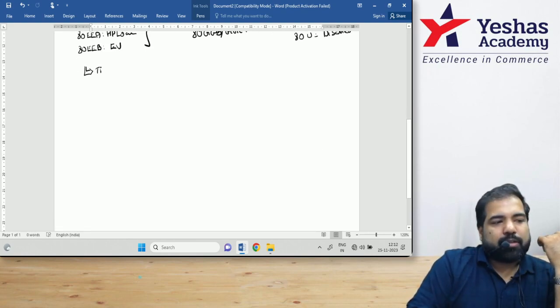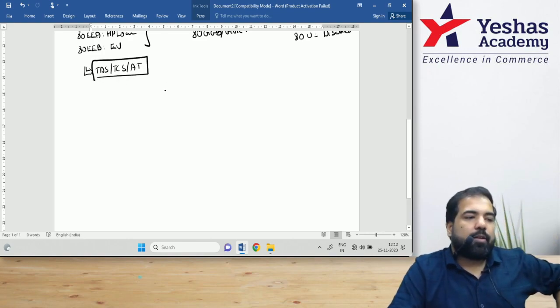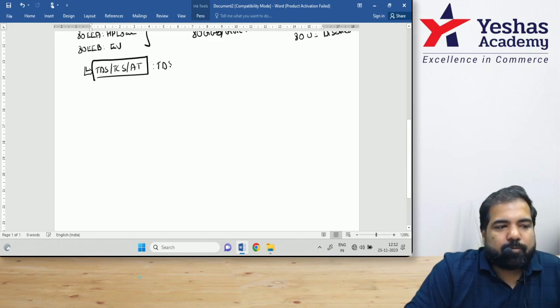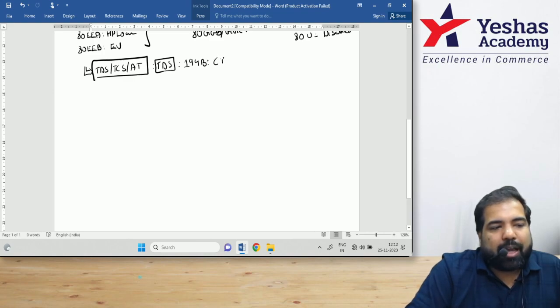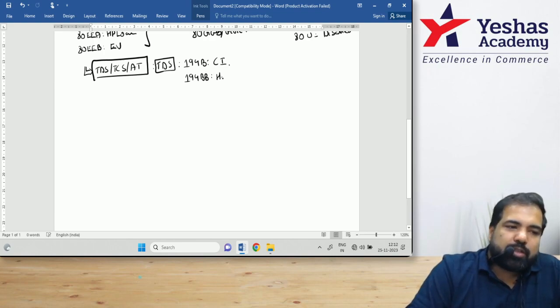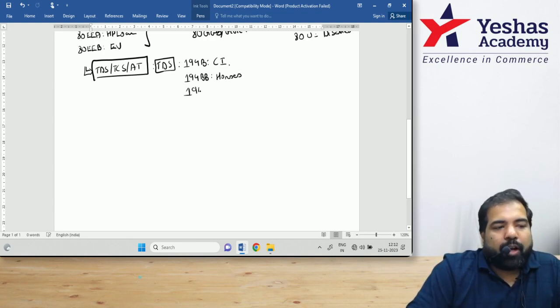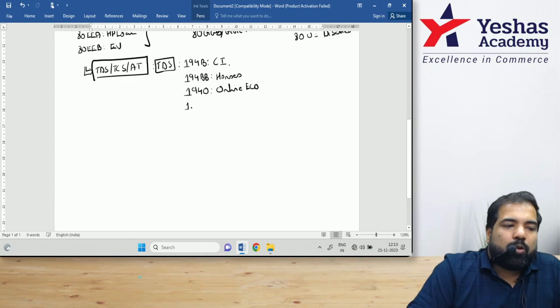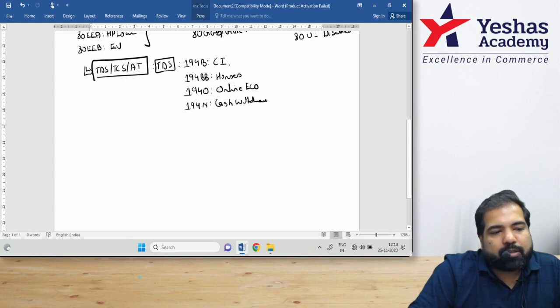Next chapter is which one, guys? TDS, TCS, and advanced tax. Yes. All right. Let's start with TDS first. In the same pattern that we learned, 194B casual income. 194BB. This is horses. 194O is online, that is e-commerce operator. 194N, that is cash withdrawal. Yes. Then 194DA, this is amount from life insurance.